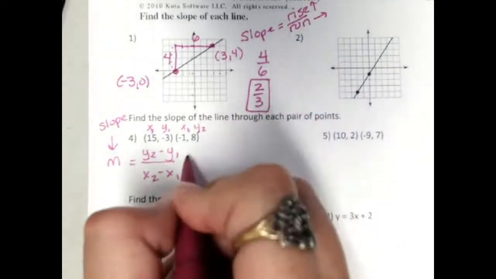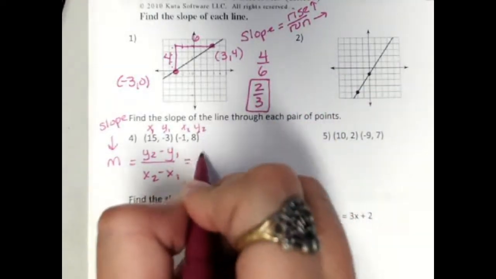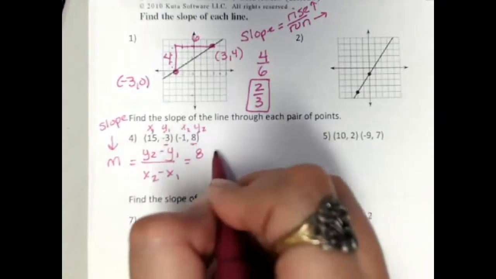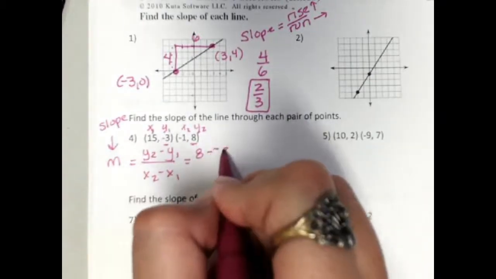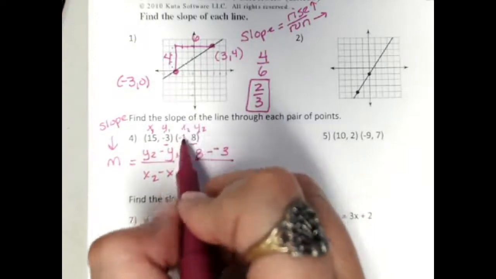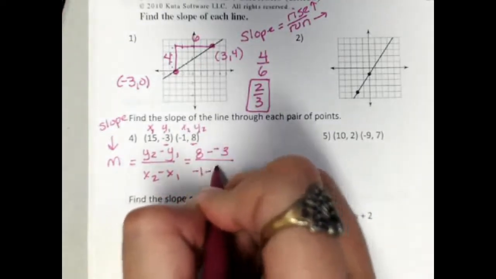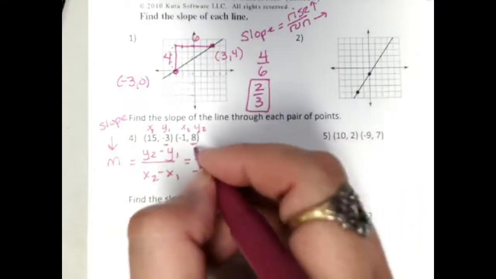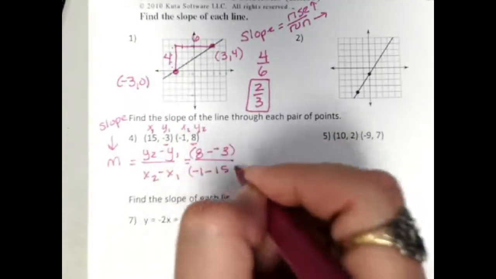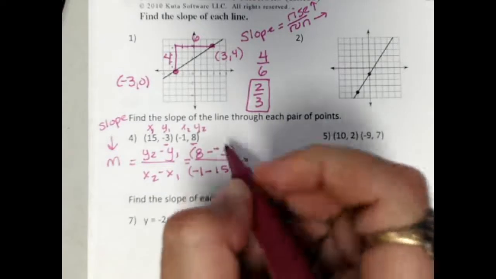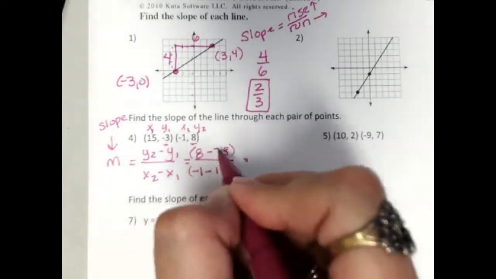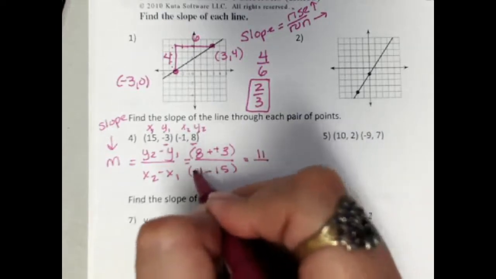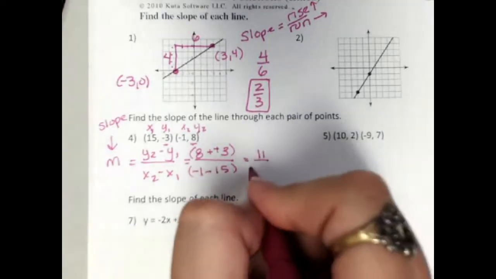So I need to do 8, that's y, minus 3, negative 3, over my x's, negative 1 minus 15. Now you can do this on your calculator. If you do it on your calculator, you need to put both of these in parentheses, or we can do it by hand. 8 minus a negative 3, well that's a positive, so that's 11. And negative 1 minus 15 is negative 16.